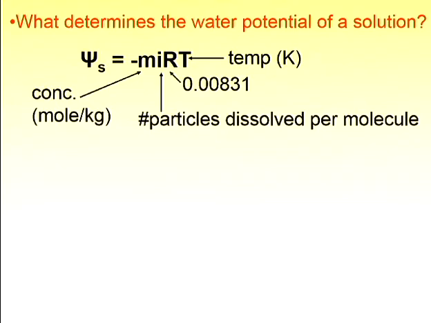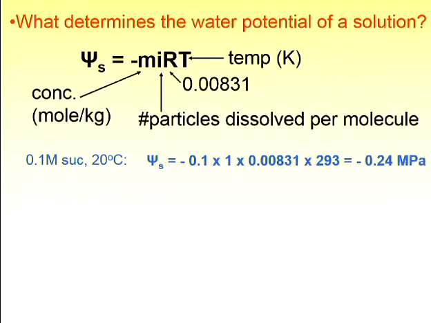is 273 for Kelvin. So for example, if you have 0.1 molar of sucrose solution at 20 degrees Celsius, then the solute potential of that solution would be minus, don't forget the minus, and then 0.1, that's the molarity, times 1, because sucrose does not fall apart into pieces. And then you get R, and then you get the temperature. 20 degrees Celsius is 293 Kelvin. And if you then make that calculation, you get minus 0.24 megapascal, which is what you saw earlier in that example question.